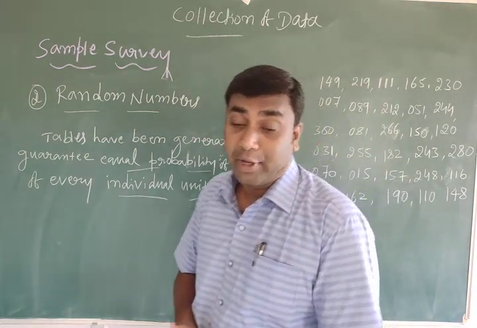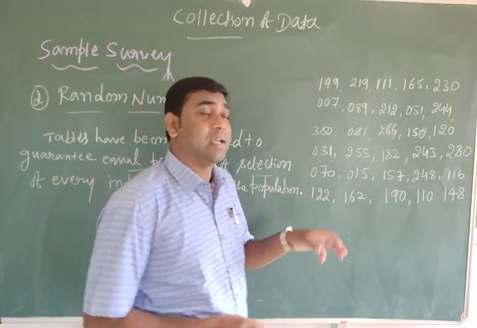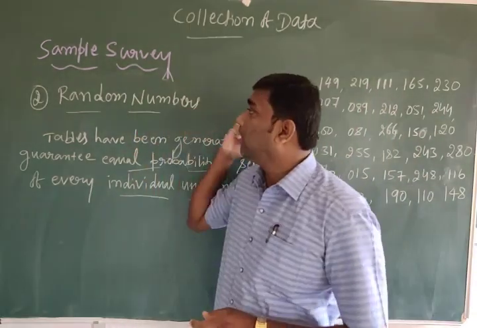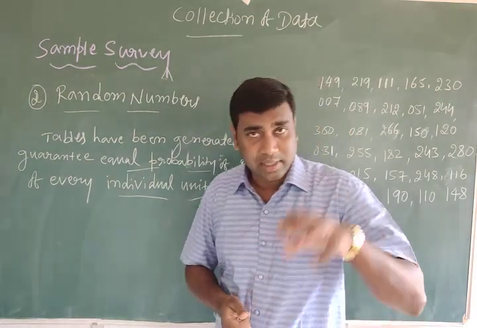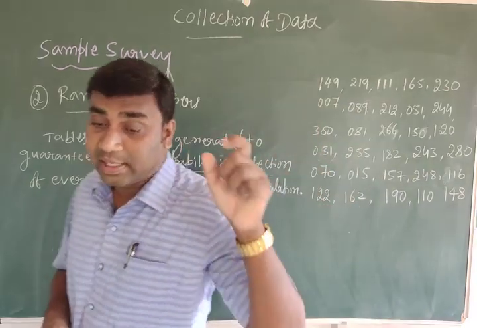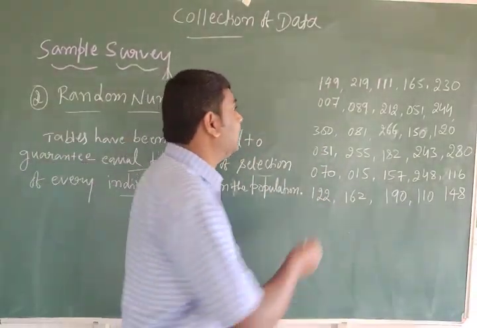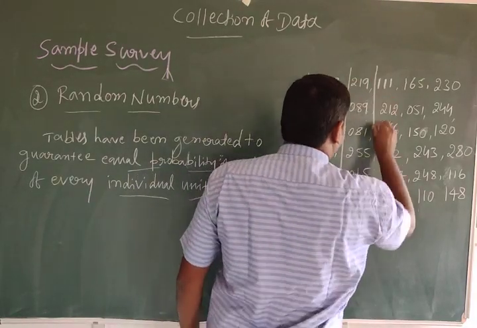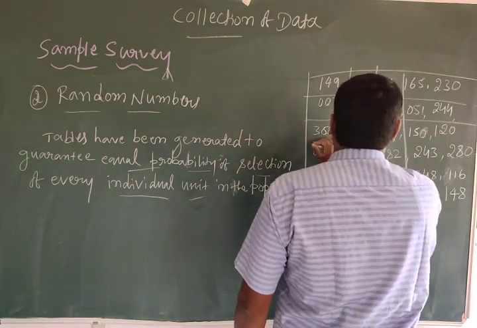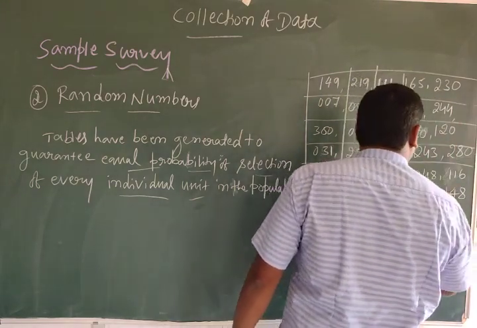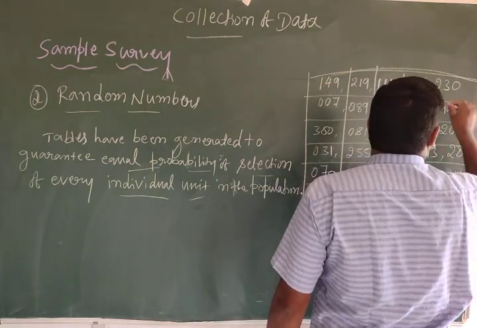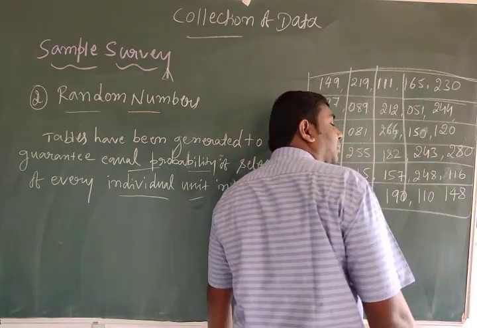Out of 300, we can start from any page or column. It is a published source of random numbers. In that we check any table, page, row or column. Like this, any column, any row, we can select any number.